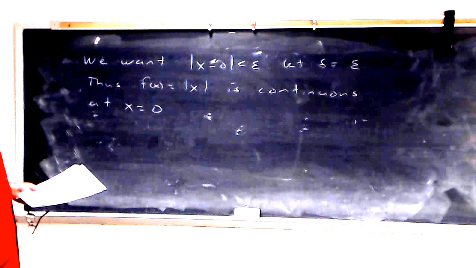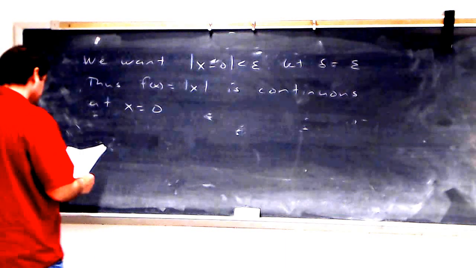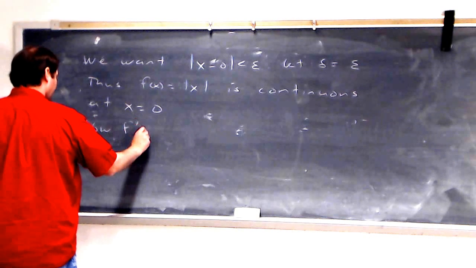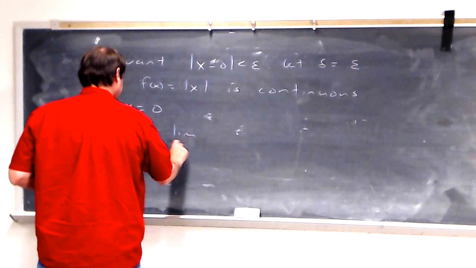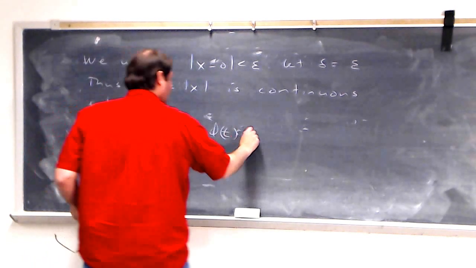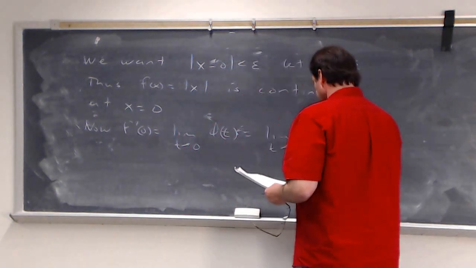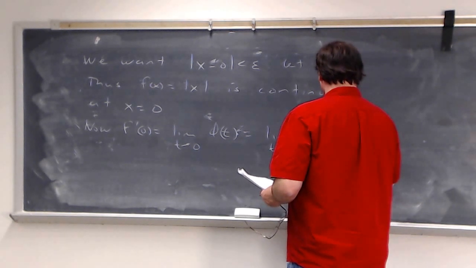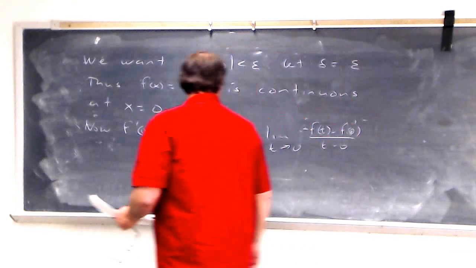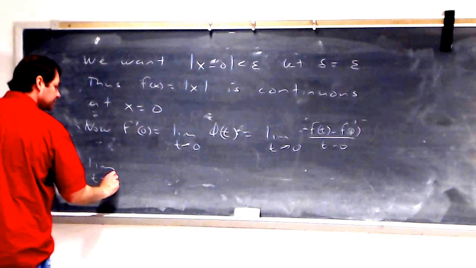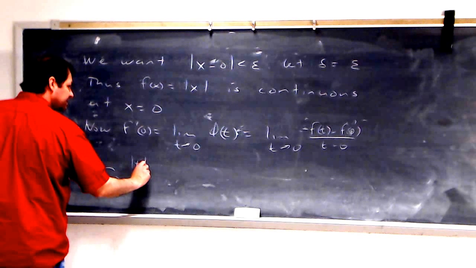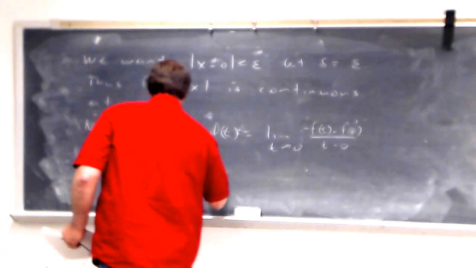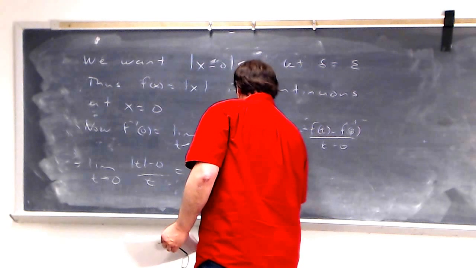Now we want to talk about the differentiability at 0. Now, f prime of 0 will be equal to the limit as t goes to 0 of phi of t, which equals the limit as t goes to 0 of f of t minus f of x, well here in that case it's 0, over t minus 0. And that's equal to the limit as t goes to 0 of the absolute value of t minus the absolute value of 0, which is just 0, over t, and that's equal to the limit as t goes to 0 of the absolute value of t over t.